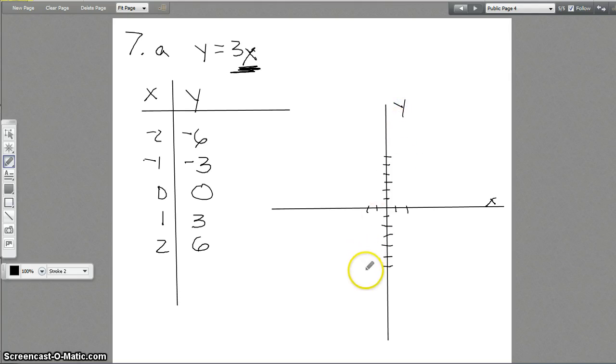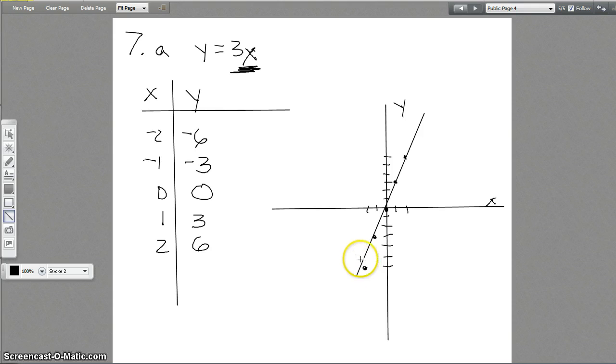When our x is -2, our y is -6. When our x is -1, our y is -3. When our x is 0, our y is 0. When our x is 1, our y is 3. And when our x is 2, our y is 6. So then if I've gotten this aligned nicely, I should be able to draw a straight line through my points. Doesn't exactly match up because I just had to eyeball where these things went.